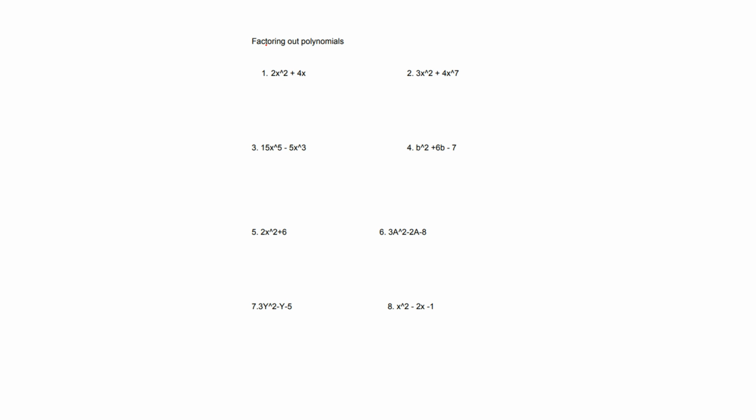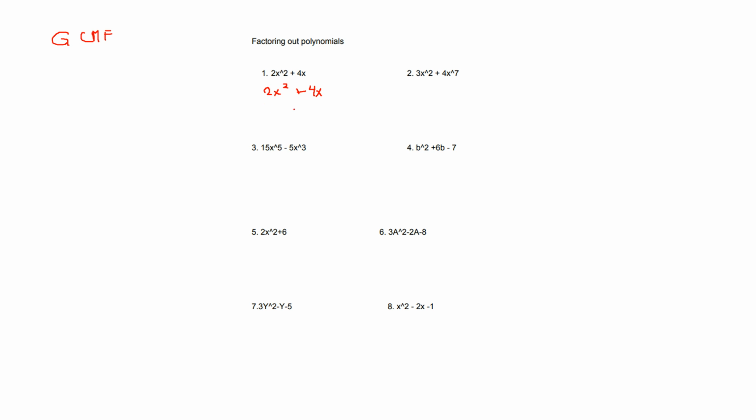Okay, so the next part is factoring out polynomials. And if you've already learned the greatest common factor, that's basically what we're doing. We're just finding the greatest common factor and then pulling it out from the rest of the equation. So for number 1, we have 2x squared plus 4x, right? And the greatest common factor, or I guess it would be the greatest common monomial factor, technically, for this problem would be just 2x.